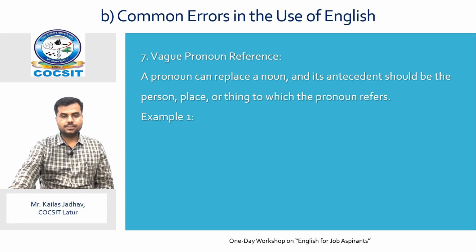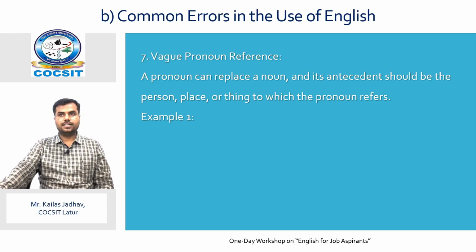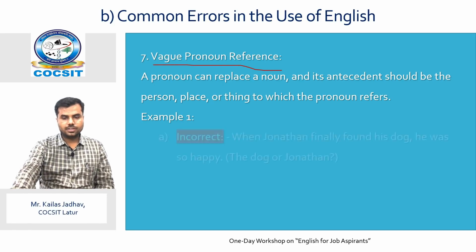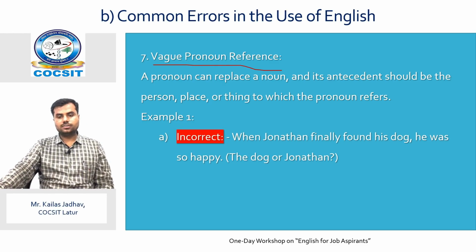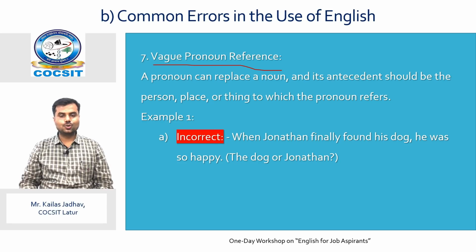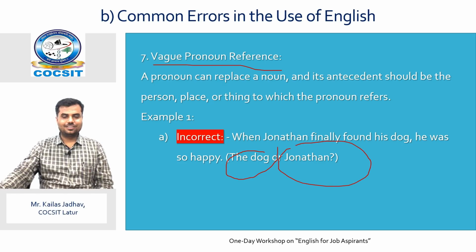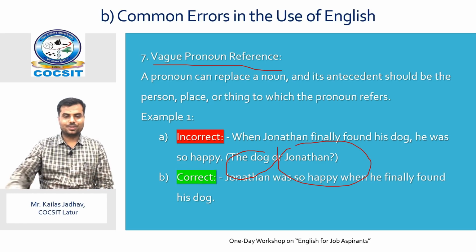So let us move on to the next type of common errors, that is vague pronoun reference. When the antecedent of a pronoun is vague, that becomes an error. Look at the example given here. When Jonathan finally found his dog, he was so happy. Now see how funny the sentence is. Who's happy, the dog or Jonathan? We get confused. So this is not appropriate.